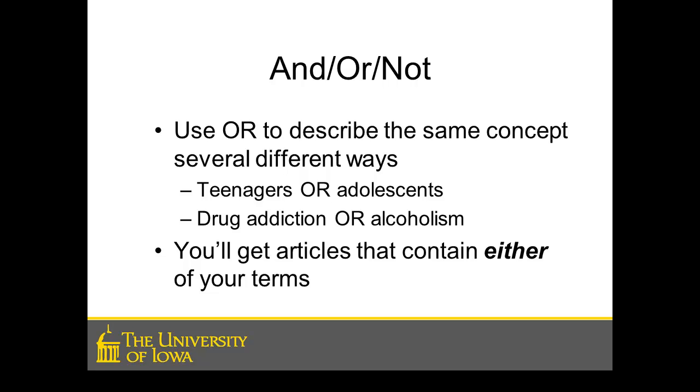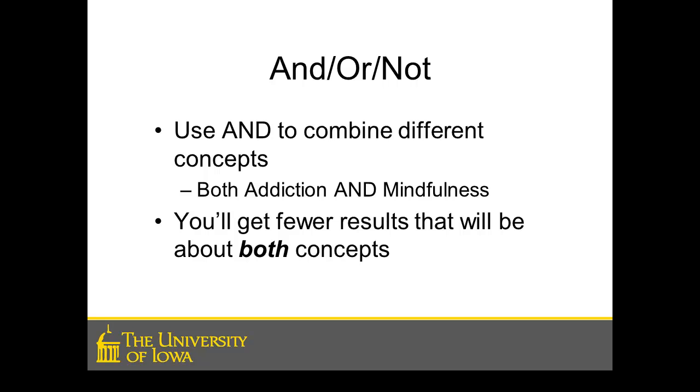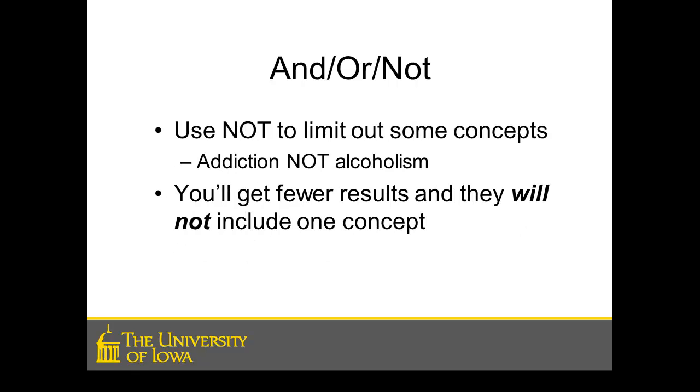Combine your concepts using and, or, and not. Use or to describe the same concept in several different ways, either teenagers or adolescents, either drug addiction or alcoholism. You'll get articles that contain either of your terms, not necessarily both. Use and to describe different concepts, both addiction and mindfulness. You'll get fewer results, but they will be about both of your concepts.